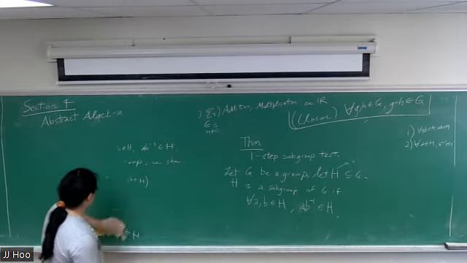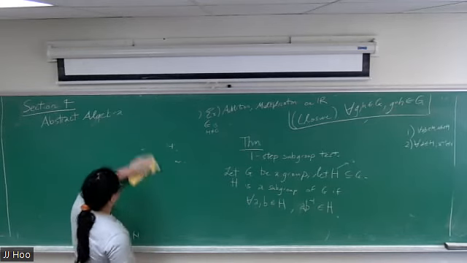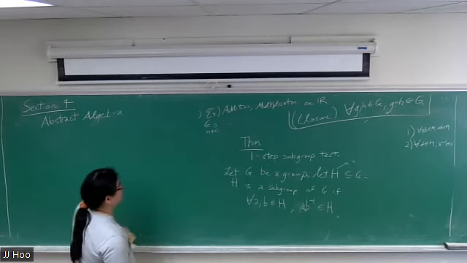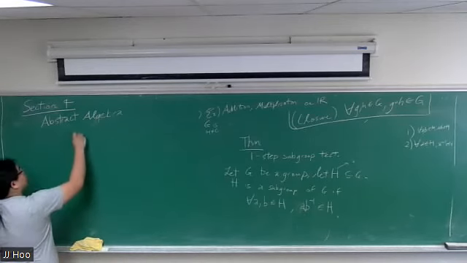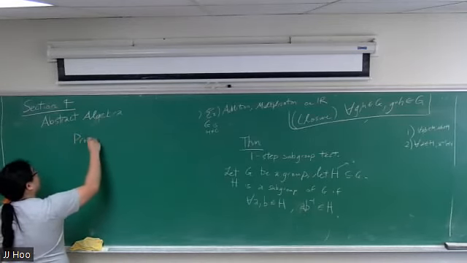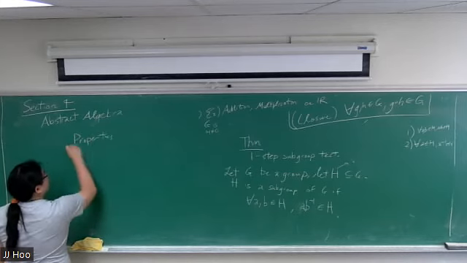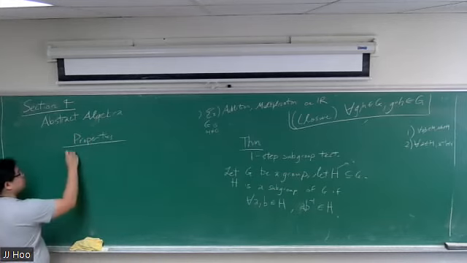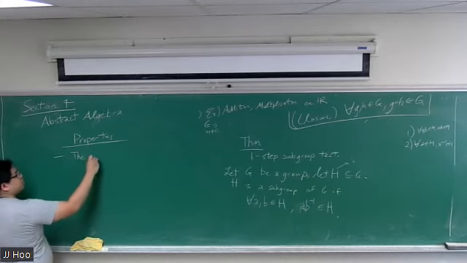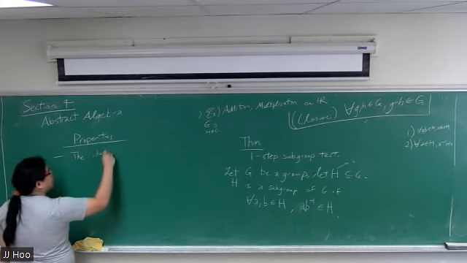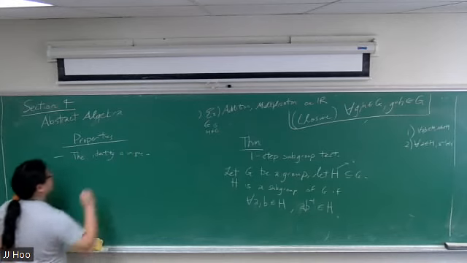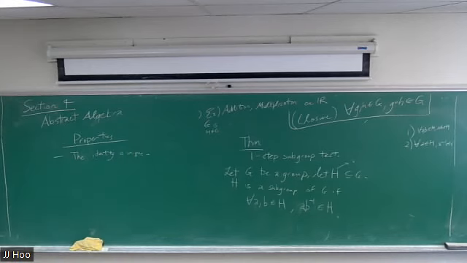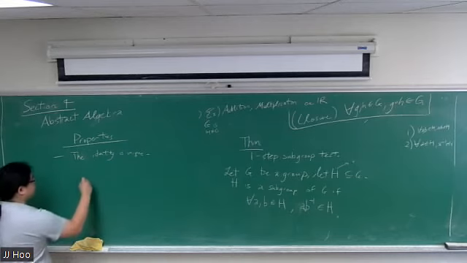The last thing I want to say is just a few properties. There's a couple of properties. There's usually more properties that people give, but I'll give the more important ones. So properties. The identity is unique. There's only one identity. So here's maybe a short proof of that.